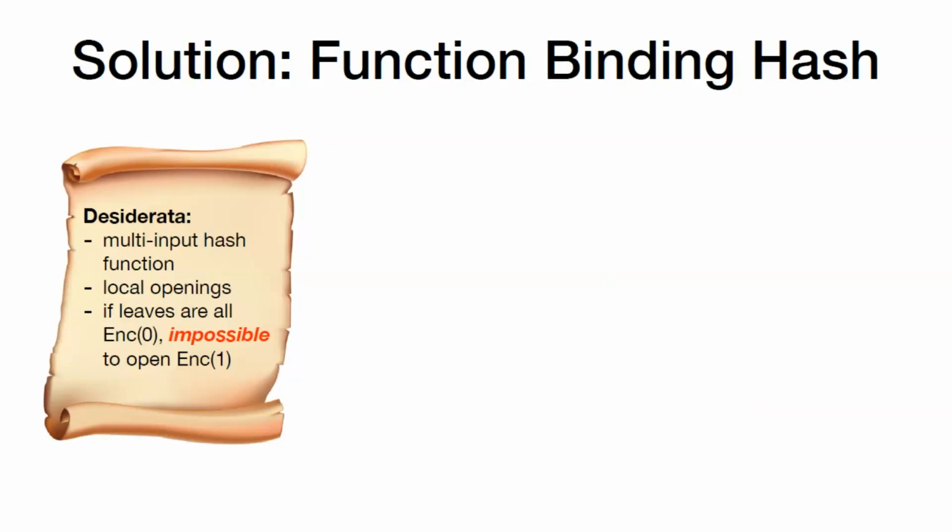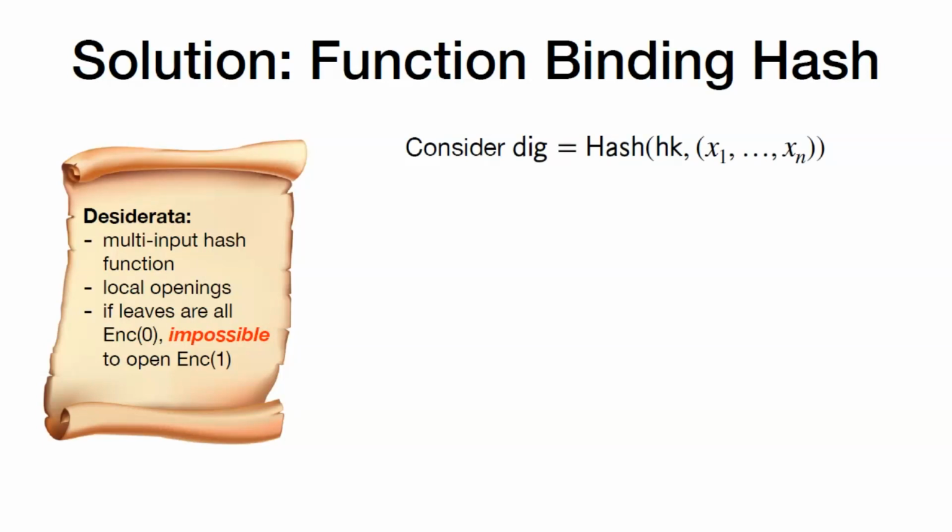Okay, so our solution to this will be a new primitive that we define, which I'll call a function binding hash, which hopefully will be clear what that means in a second. Mainly, based on our previous attempt at constructing this flexible broadcast scheme, what we want from this hash function is, 1, just like a Merkle tree, it should be a multi-input hash function. 2, it should still provide local openings in order to get the proper efficiency properties we need. And lastly, we want the property that if the inputs to this hash function are all encryptions of 0, it should be statistically impossible to locally open anything that's an encryption of 1. If we could satisfy all of these properties, then we would be able to push our argument through from before.